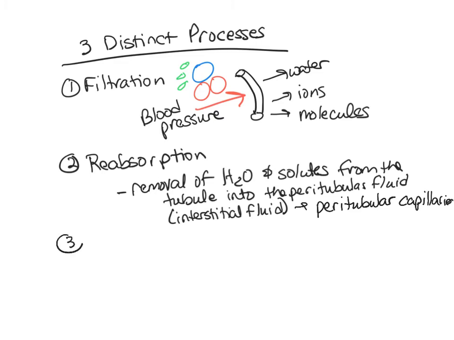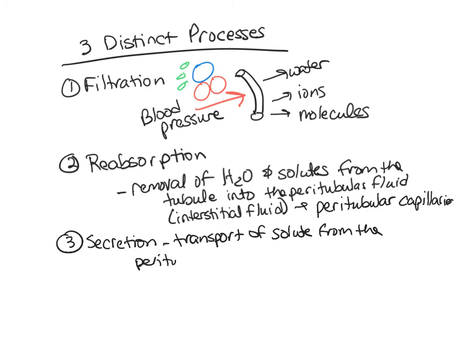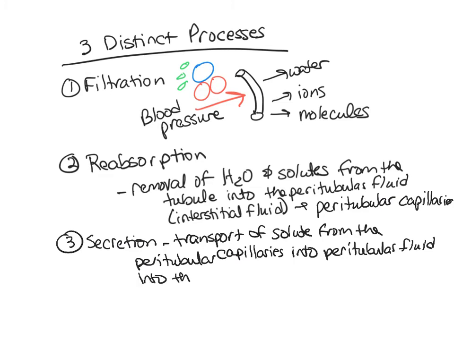Then the third type of process is called secretion. And secretion is the transport of solutes from the peritubular capillaries into the peritubular fluid, which then moves into the tubule.